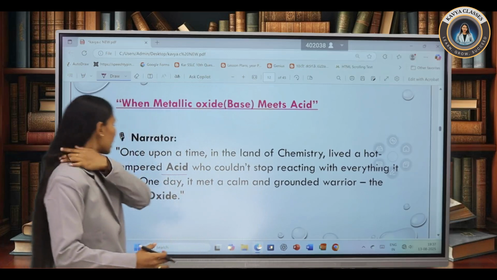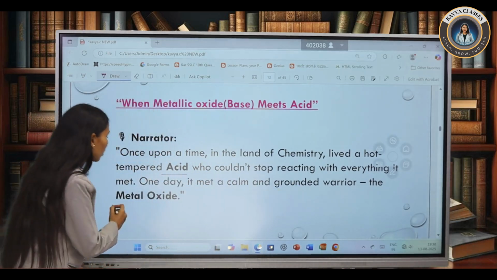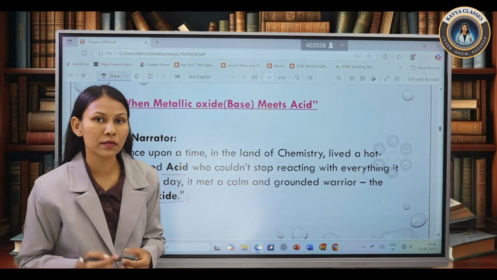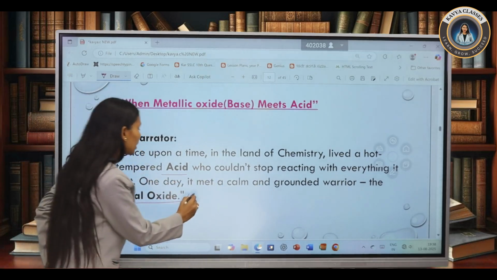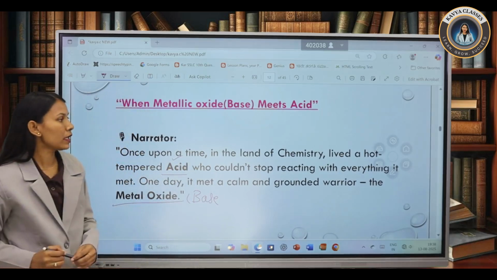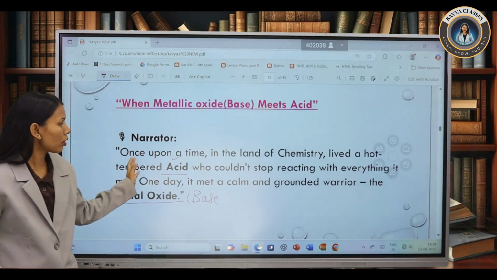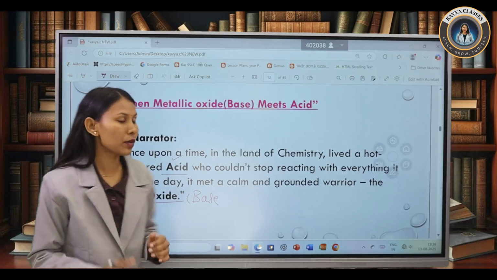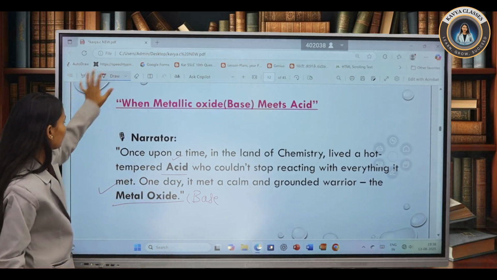One day it met a calm and grounded warrior, that is, a metal oxide. By this you can tell which is acid and which is base. The calm and grounded warrior, the metal oxide, is the base, and the angry, short-tempered acid is the acid. So what happens when they meet? Let us see.